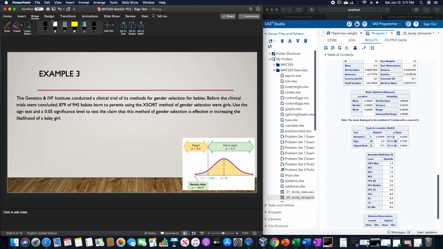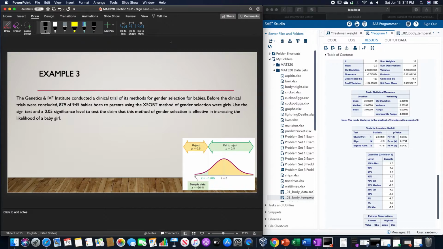Now let's say, for example, the Genetics and IVF Institute conducted a clinical trial of its methods for gender selection for babies. Before the clinical trials were concluded, 879 of the 945 babies born to parents using the XSORT method of gender selection were girls. Using the sign test and a 0.05 significance level, test the claim that this method of gender selection is effective in increasing the likelihood of a baby girl.